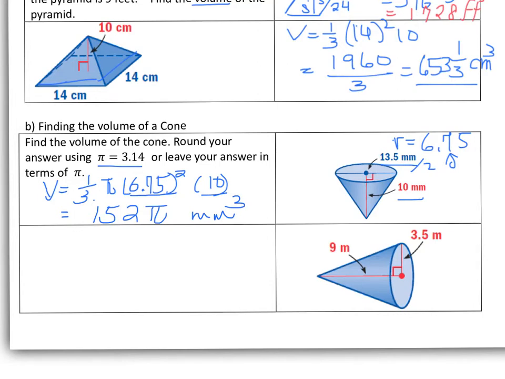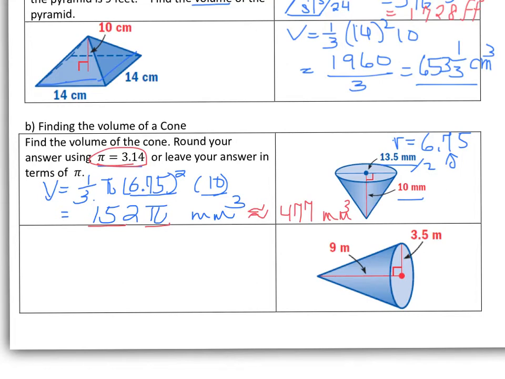And if I were to ask you to use pi equals 3.14, you would just take 152 and multiply by 3.14 to get about 477 millimeters cubed.